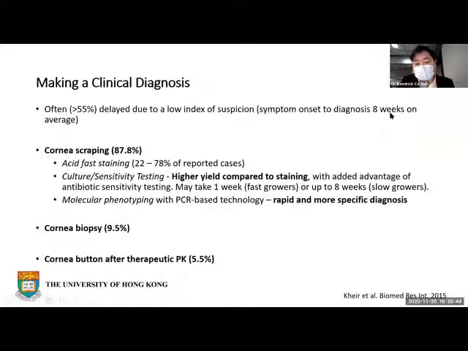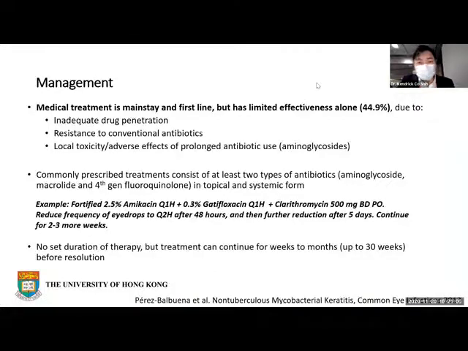It may take 1 week or up to 8 weeks for some of the slow growers. We don't have PCR-based technology for atypical mycobacteria, but if you do have that at your center, that would be a very quick and specific diagnosis. Sometimes you have to resort to cornea biopsies or even a therapeutic PK for making the diagnosis. So the medical treatment is the first line, but it has limited effectiveness alone, usually due to inadequate drug penetration, resistance, and also local toxicity.